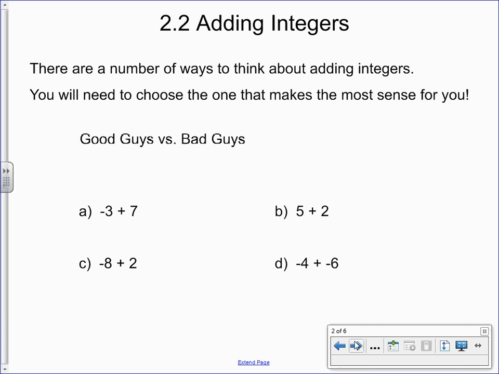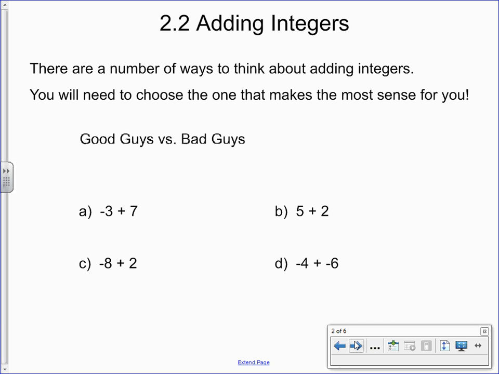There are a number of ways to think about adding integers. You will need to choose the one that makes the most sense for you. So I'm going to look at three of the most popular ways to think about adding integers. Then you'll have to evaluate them and say, okay, this makes sense to me the most, and that would be the method that you're going to use. The first method I'm going to look at is good guys versus bad guys.